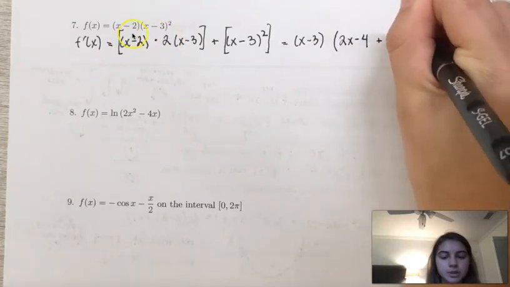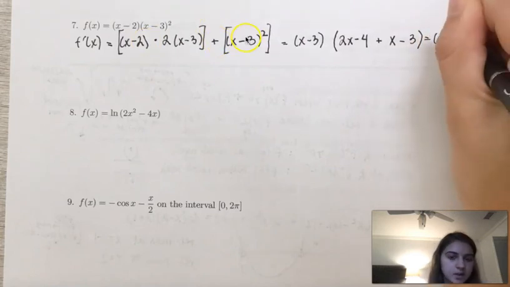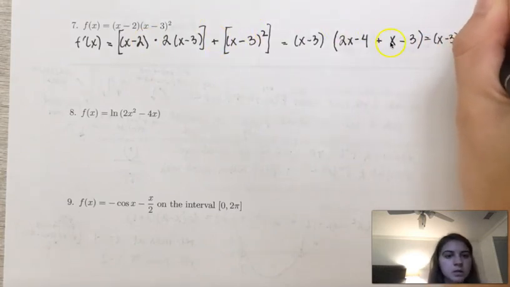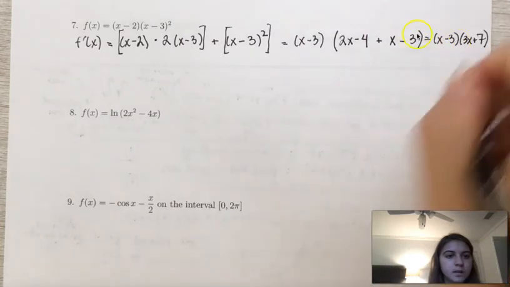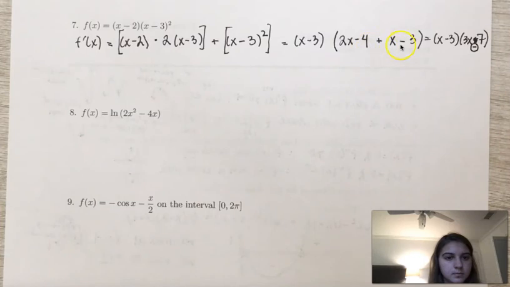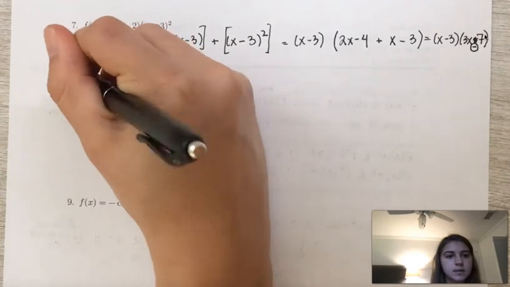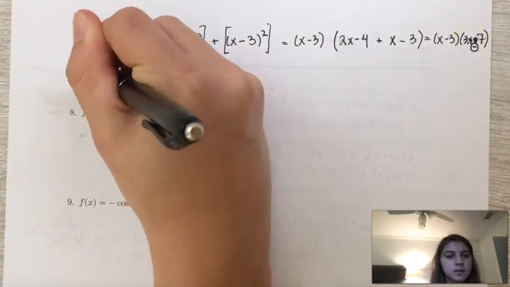I just went ahead and distributed that too. So we have 2x minus 4, plus another x minus 3 left over because this was squared. And then this can be 2x plus x is 3x minus 7 here. I wrote plus by accident, but it's minus. So our zeros then are 3 and 7/3. And this is even and positive.